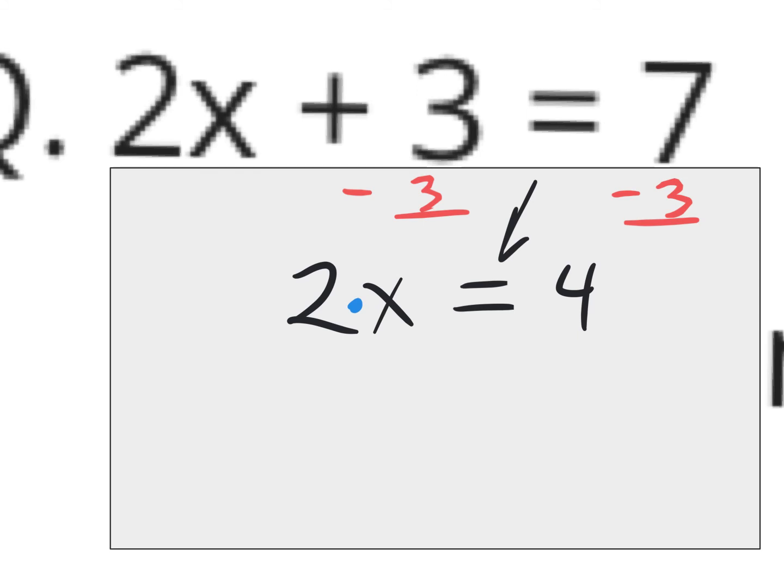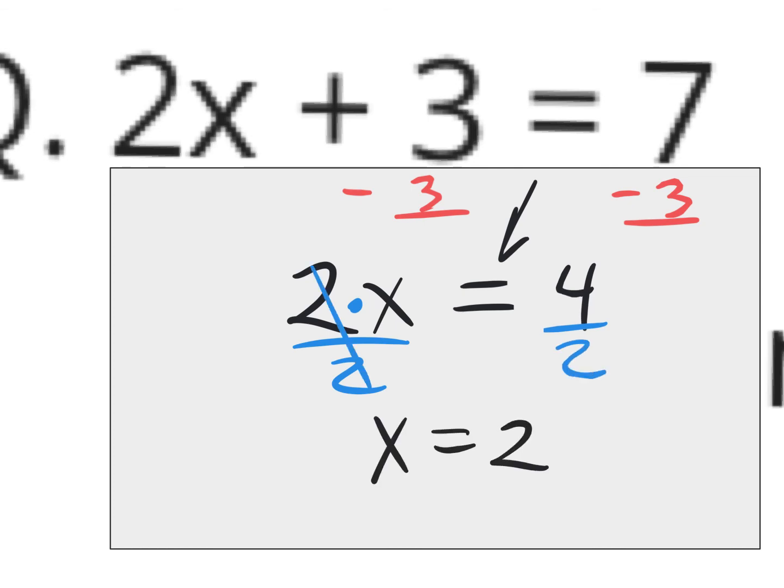After all, that's the goal of solving any equation. So I divide by 2, I divide by 2. That will give us x equals 4 divided by 2 is 2. Type that in with no spaces between your terms and you will get full credit.